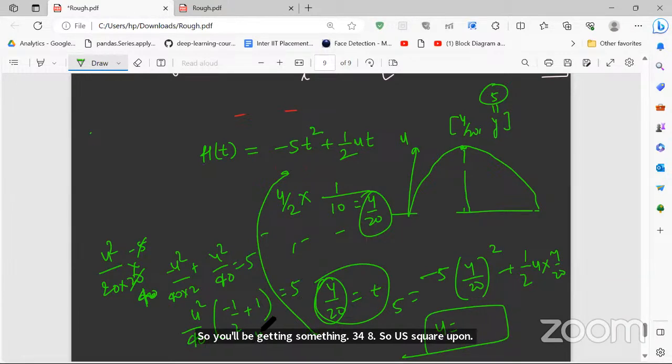So you are left with u square upon 18 equals 5. So u square equals 400. So you'll be getting u equals 20, right? Yes, sir.